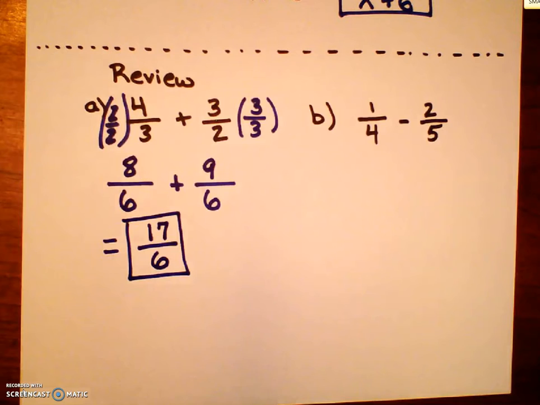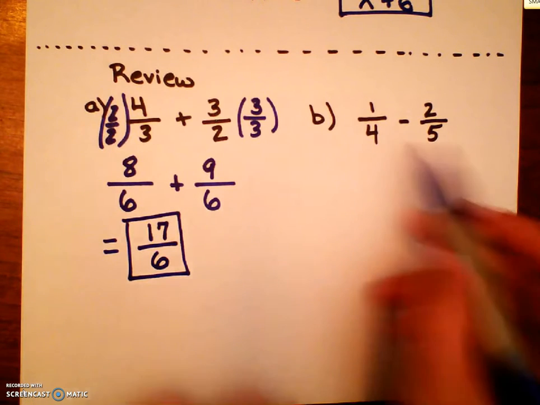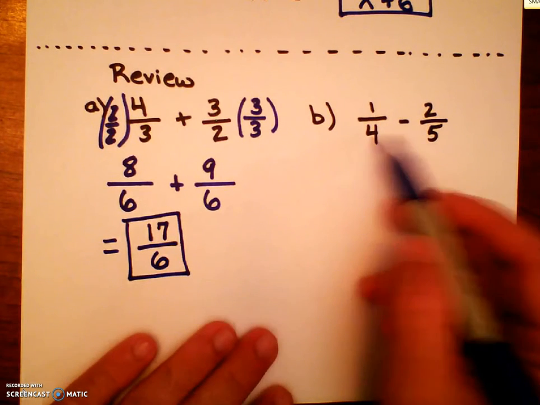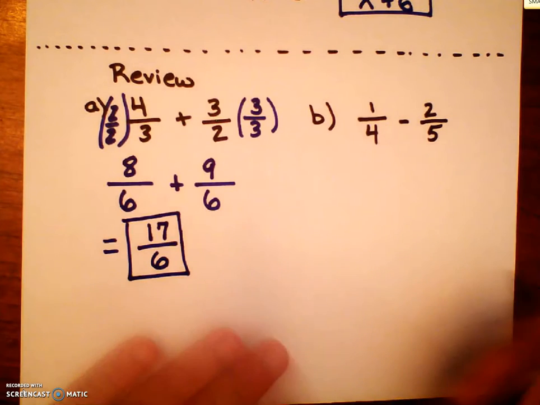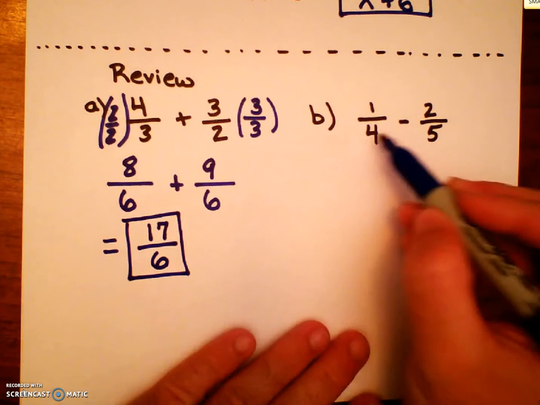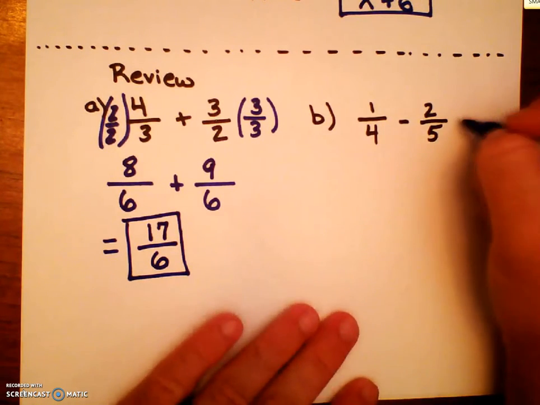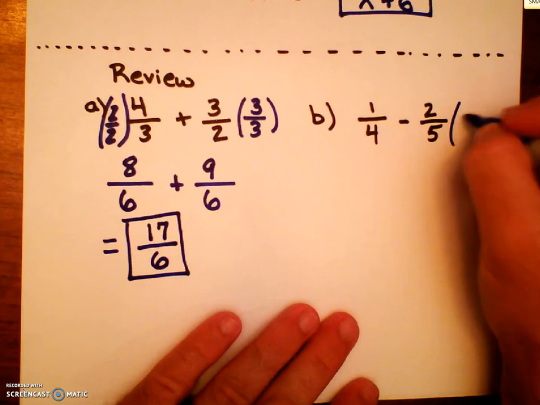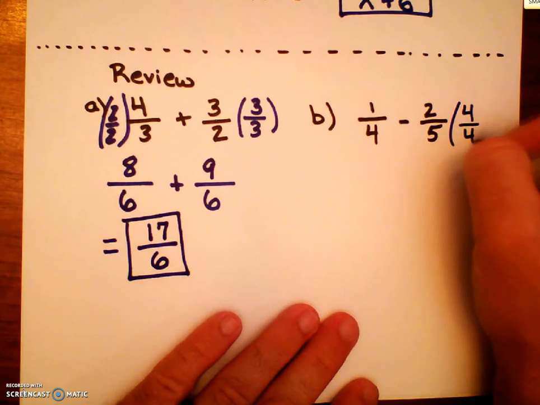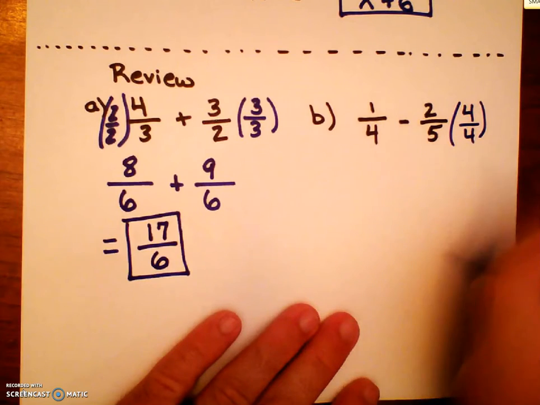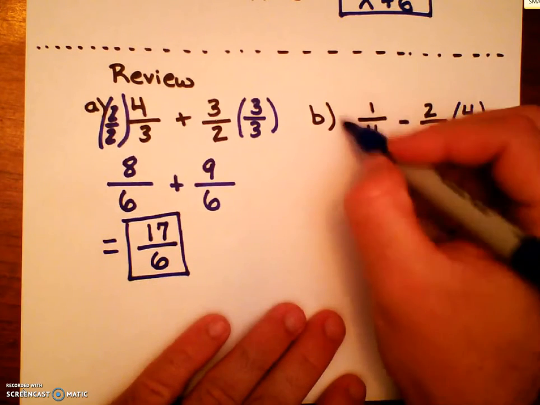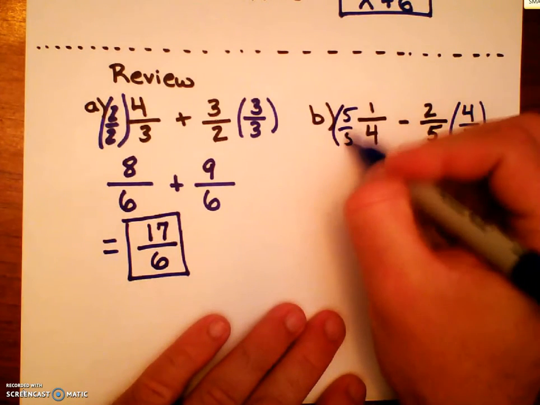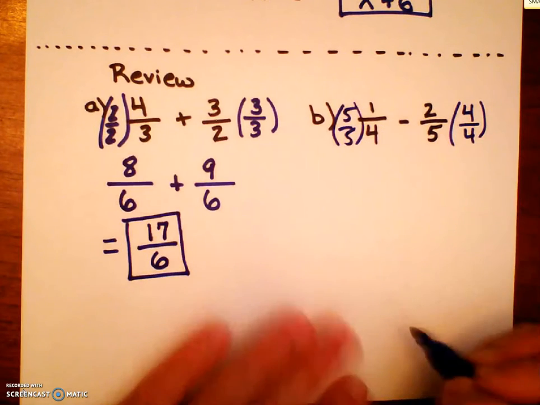And then just another one for practice. This one's a subtraction, but the same thing. They do not have the same denominators, so a common multiple in this case between 4 and 5 is 20. So I'm going to multiply the right fraction by 4 over 4, because 4 times 5 gets me 20. I'm going to multiply the left fraction by 5 over 5, because, again, 5 times 4 gets you 20.